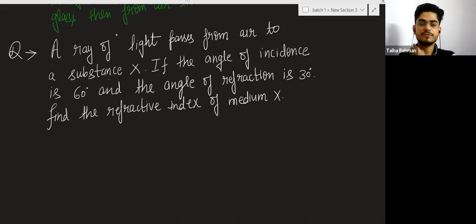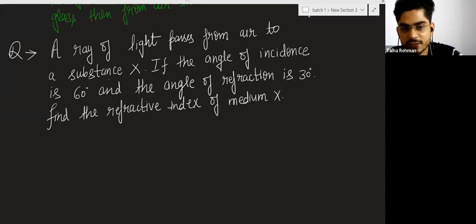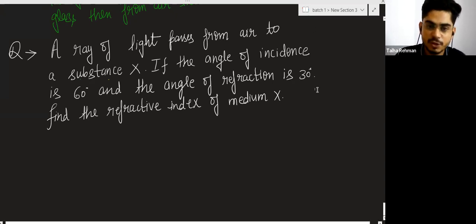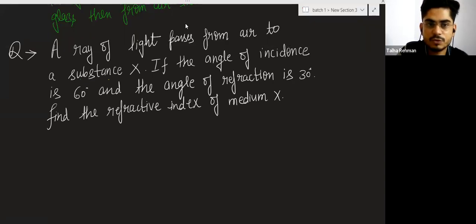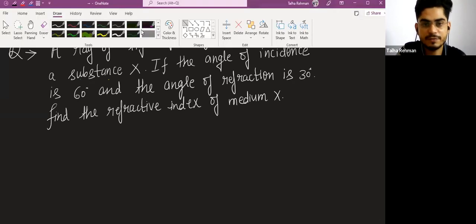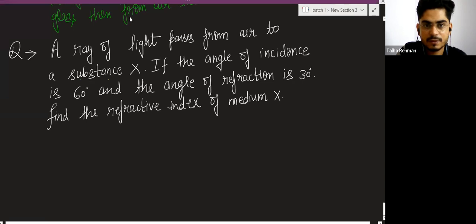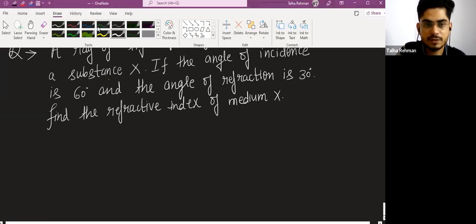So beta, to solve the question, you have to read the question at least one time. Try to understand the language of the question, all of you. A ray of light passes from air to a substance X. If the angle of incidence is 60° and the angle of refraction is 30°, find the refractive index of the medium. And always try to draw a rough diagram. Question solving will be easy by drawing the rough diagram. So I am drawing the rough diagram.